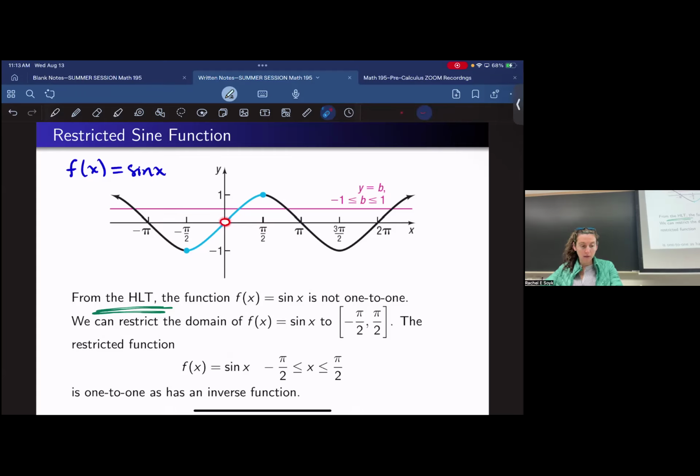So technically, if we did a full period, a full cycle, which would be from 0 to 2 pi, would that be a one-to-one function? No, because it would fail our horizontal line test. So instead, we're going to restrict the domain from negative pi over 2 to pi over 2 because is this function one-to-one? Yeah, it passes our HLT everywhere. So with finding the inverse of sine functions, our domain is restricted to negative pi over 2 to pi over 2.